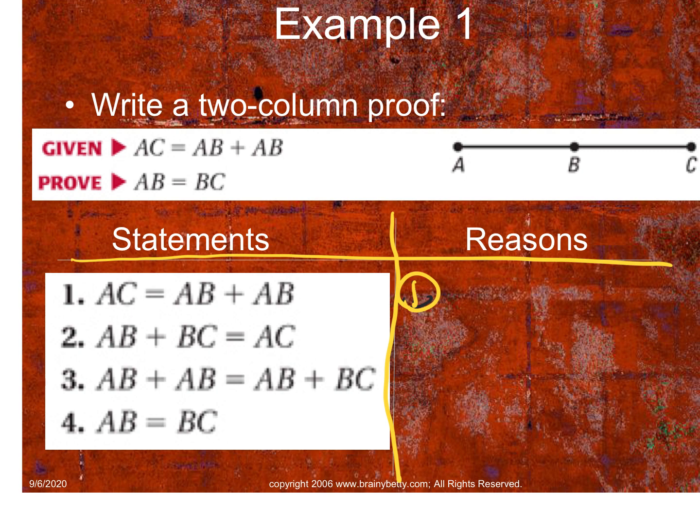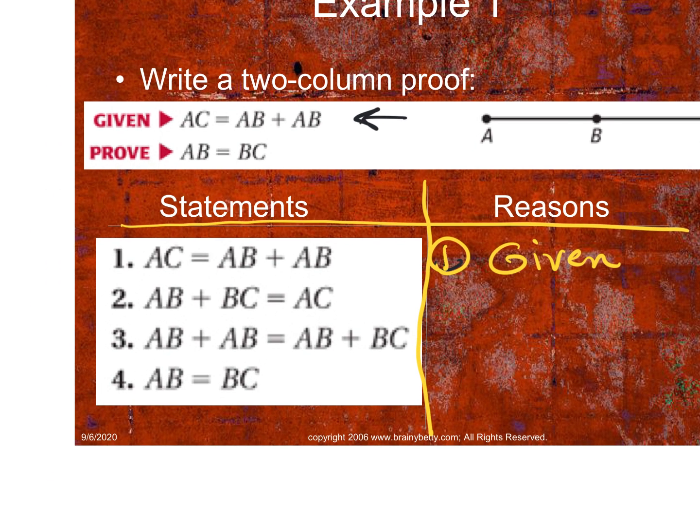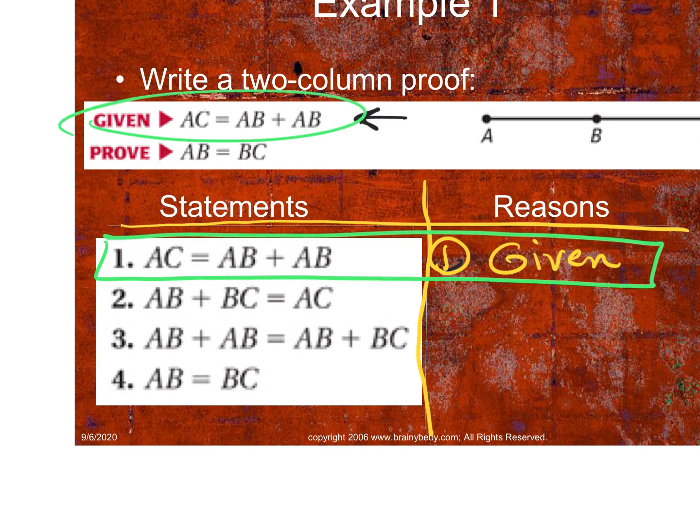So again, remember that first statement is what you're given, and the given was right here. So they wrote AC equals AB plus AB. So this reason is given. So when you begin writing your own proofs, don't leave off step number 1. Let's say you get to the test and you look at this question and you have no clue what to do. What you need to do is not leave it blank. What you need to do is at least give me the first statement and reason, because it's going to be given to you up here at the top.